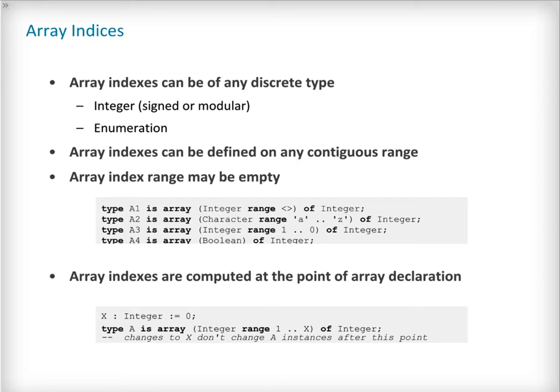A3 is an array indexed by integer, and its range goes from 1 to 0. As with loops, as we saw in the previous set of slides, ranges always have to be given in growing order. So the fact that 0 is smaller than 1 means that this range is empty. So A3 is an empty array. This may be weird just looking at it right now, and the use of such array may not be obvious. However, range can be computed dynamically, and in this case it's very handy to be able to define dynamically an empty range. The last type, A4, is an array indexed by Boolean.